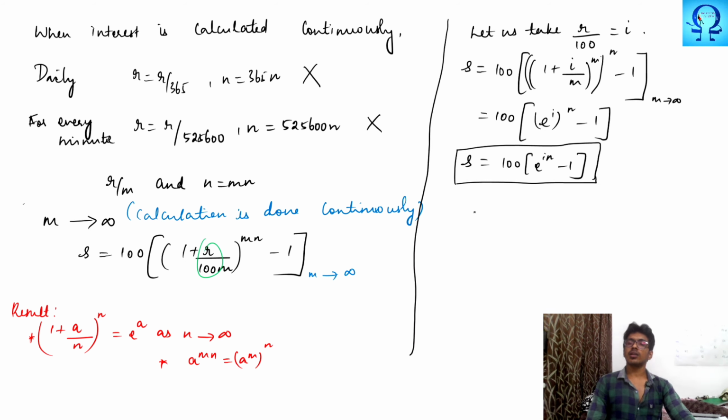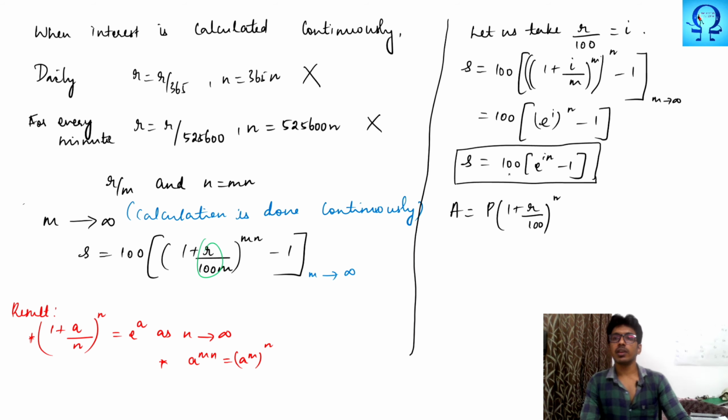Okay. And for this case, when we are asked to calculate the amount, P times of (1 plus r upon 100) to the power n. Actually, this is interest. When we add it with the principal, we are going to get it, right? So this is for 100 rupees. When we calculate it for the general principal, we'll have P here. So this would directly give me P times of e power I n.